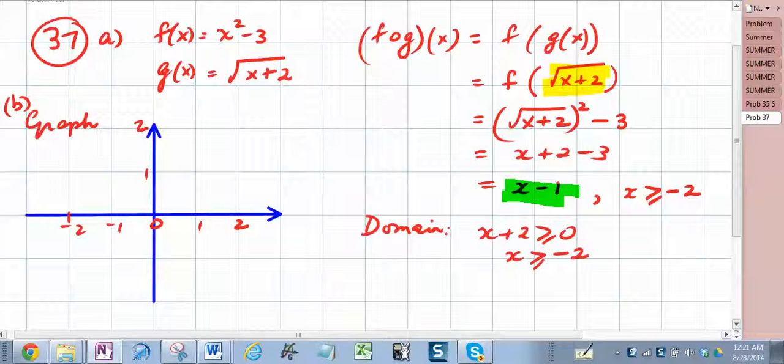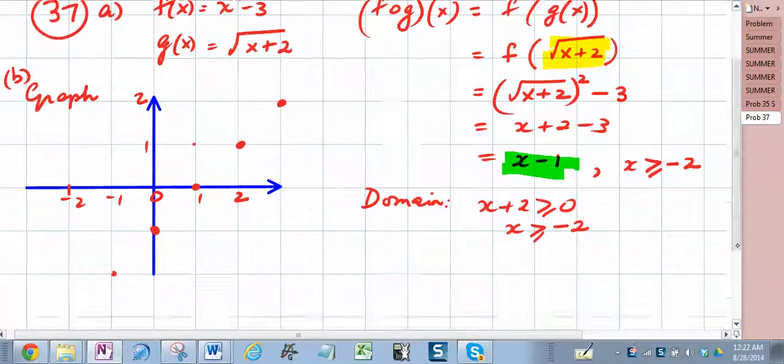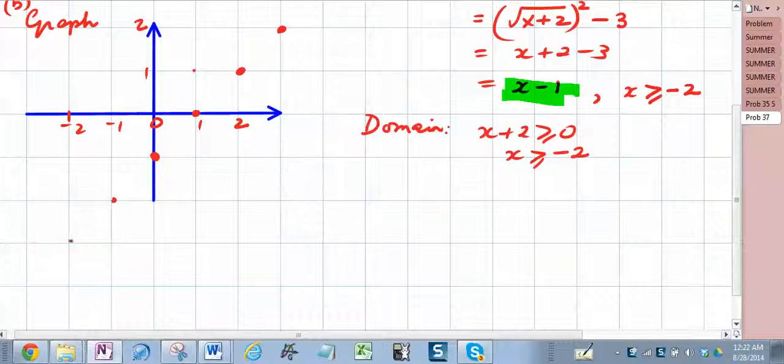The line y equals x minus 1 has a y-intercept of negative 1. Its slope is 1. That means that I go up 1 and to the right 1. So let's go up 1 to the right 1, up 1 to the right 1, up 1 to the right 1. Going backwards from the y-intercept, I'm then going to go down 1 to the left 1. Let's keep going. Down 1 to the left 1.